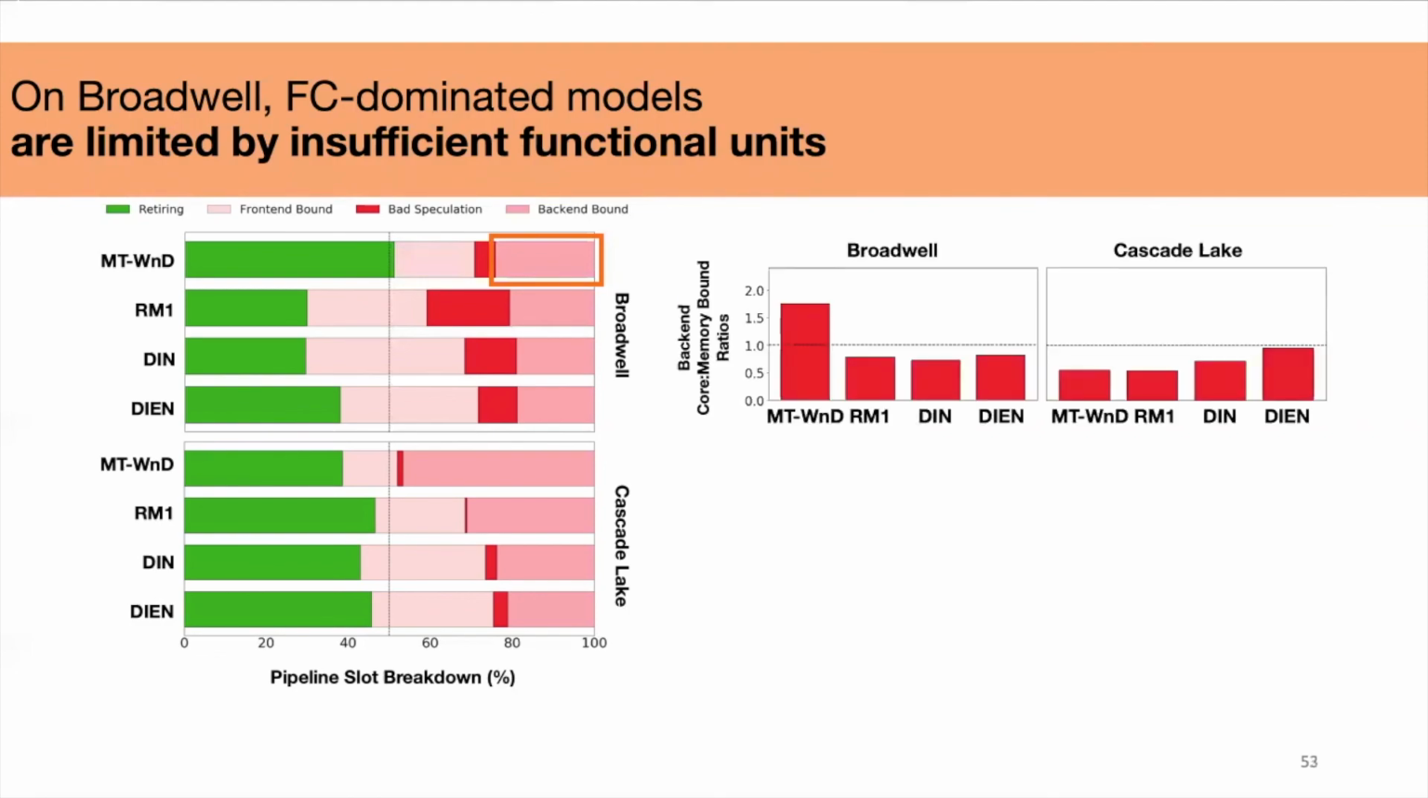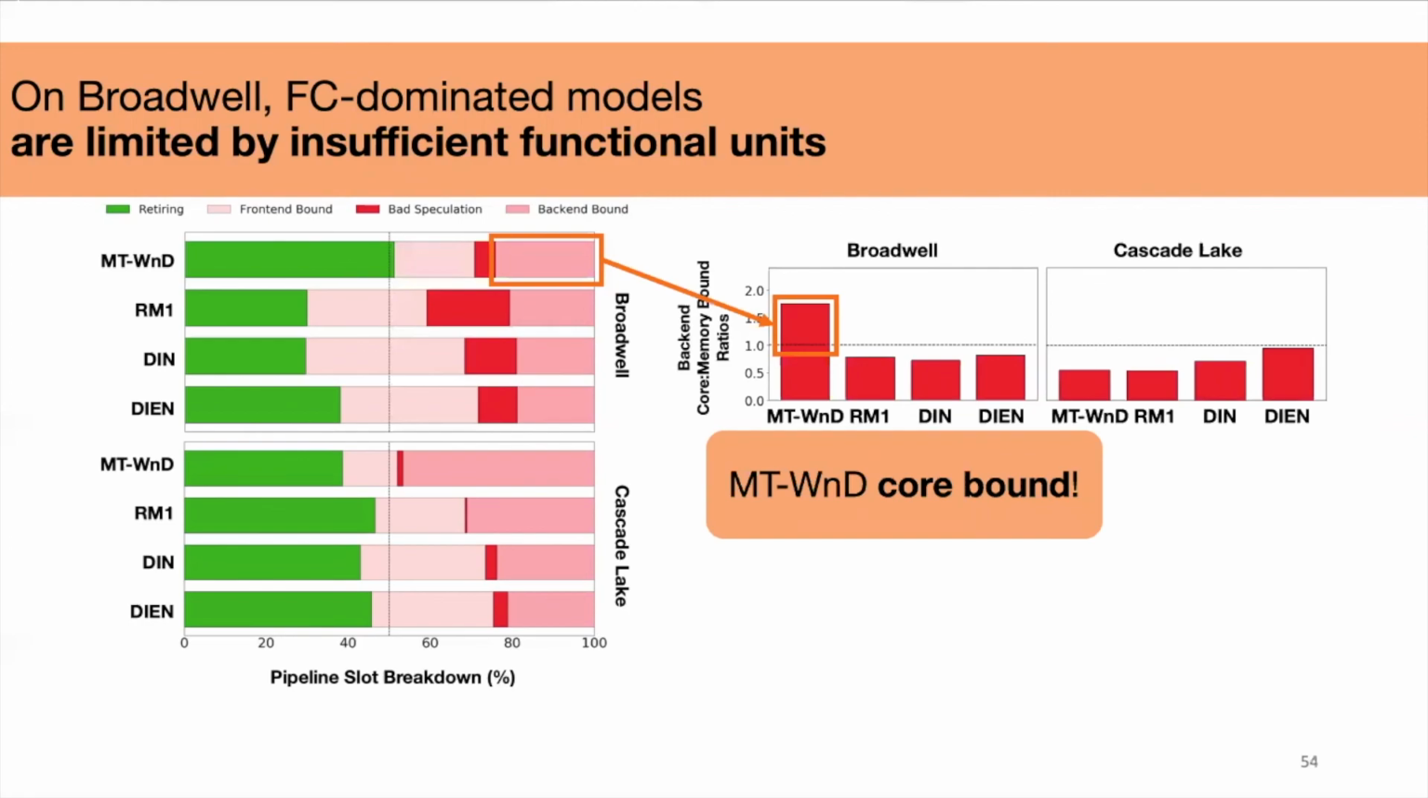The graph on the right shows us the breakdown of all back-end bound cycles as a ratio of core bound cycles to memory bound cycles. This means that if a bar is greater than 1, that particular execution was core bound as opposed to memory bound. And this is exactly the case for multitask wide and deep.